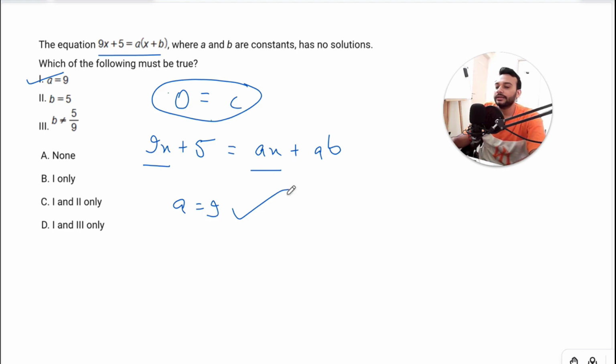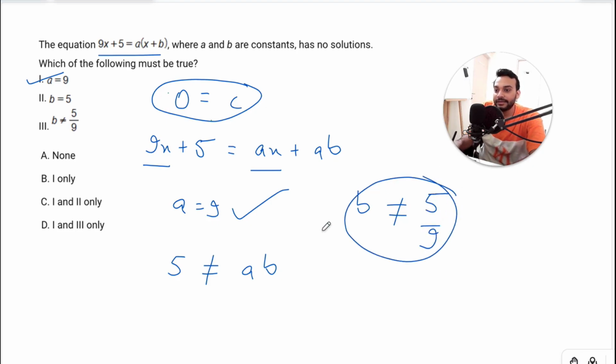Okay. Next, for the constants, 5 should not be equal to ab, a times b. a is 9, so b should not be equal to 5 over 9. This is the next correct statement. So 1 and 3, option D is the correct one. Statement 1 and statement 3 would be the ones. Okay.